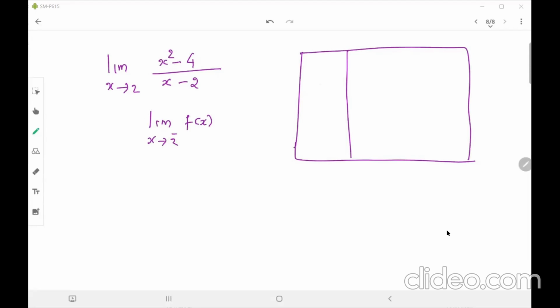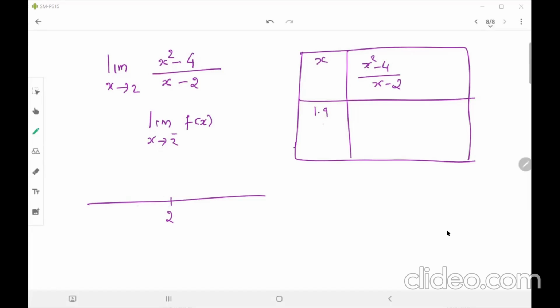Here I give the value x, and here I find the value of x square minus 4 divided by x minus 2. So approaching 2 from the left side, what is the meaning of 2 minus? I give some value here, left side of 2. I can give, for example, 1.9. So I put 1.9 and calculate what is the value. Can you tell me what is the value if you put 1.9 here? Calculate and tell me. X square minus 4, instead of x you put the value.